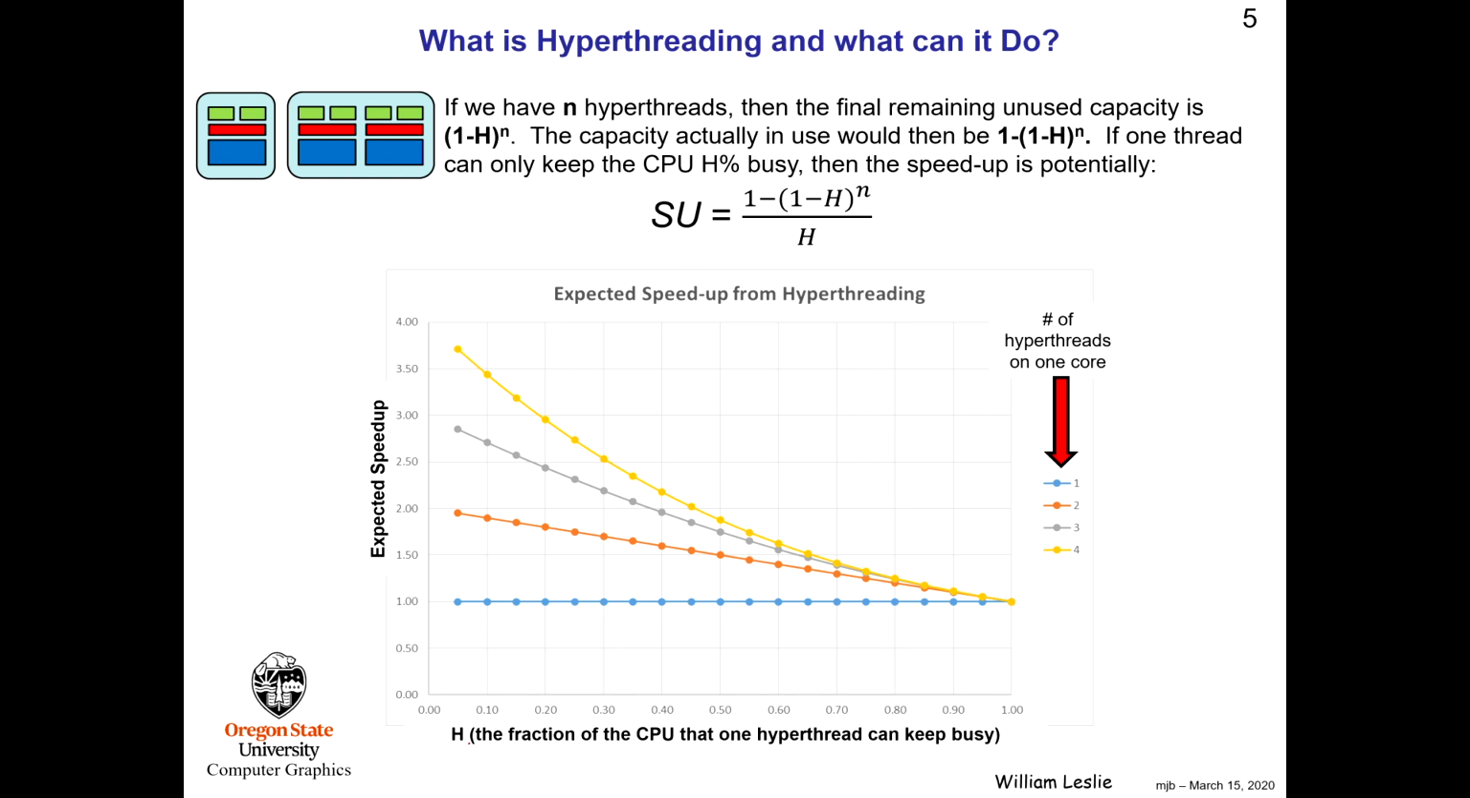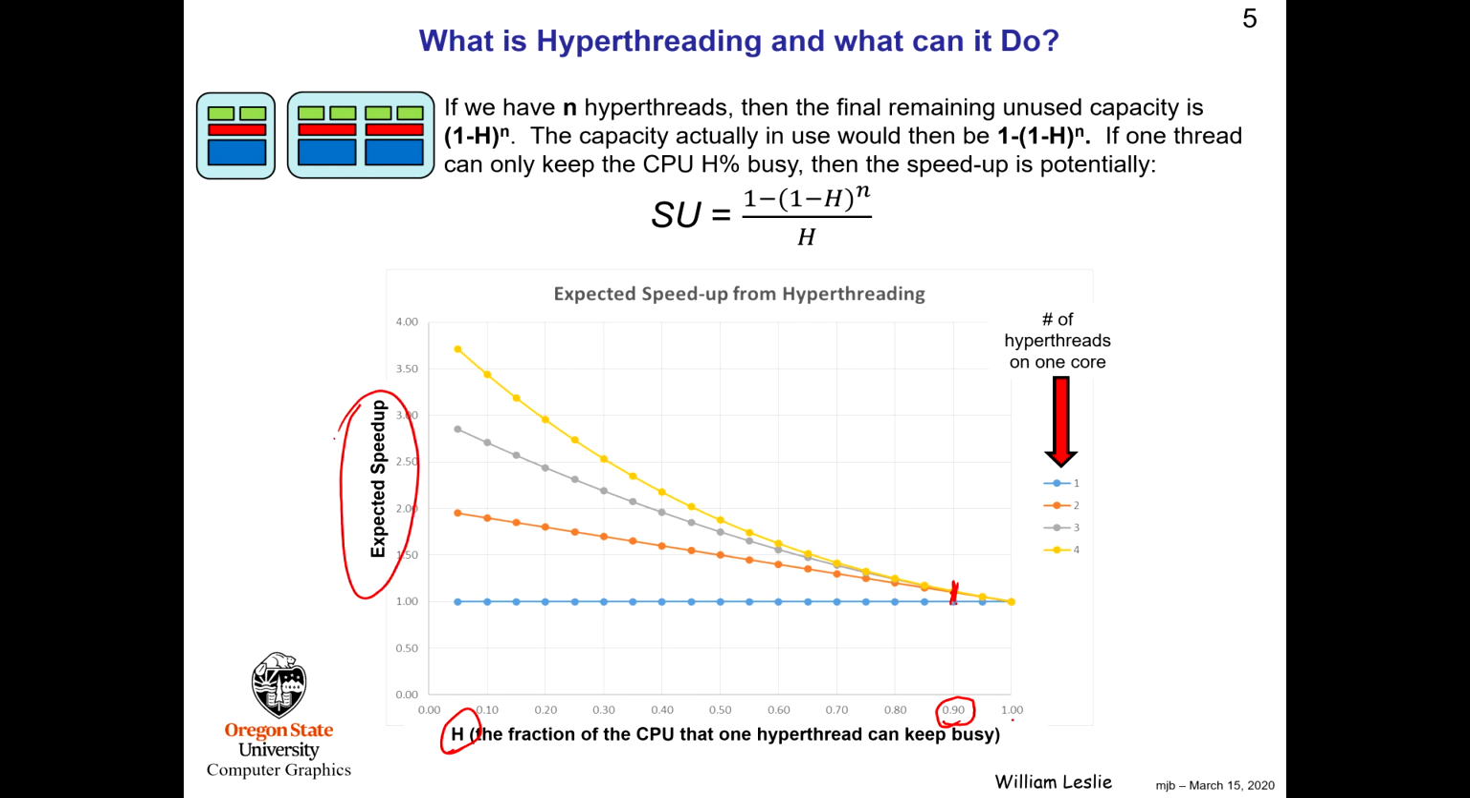The horizontal axis is H, the fraction that one hyperthread running this particular program can keep a core busy. If that's big, like 0.9, then there's just not a huge advantage in hyperthreading, because there's no reason for a thread to stop and another thread to take over. Here, 2, 3, 4 hyperthreads are sort of in the same spot, and you can see it doesn't do much of a speedup.